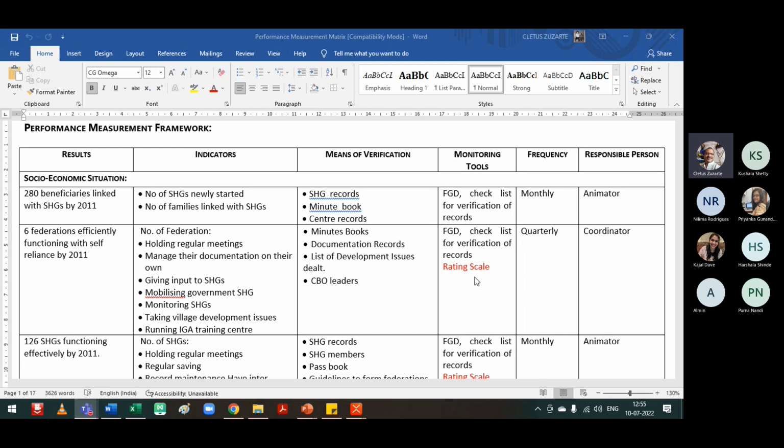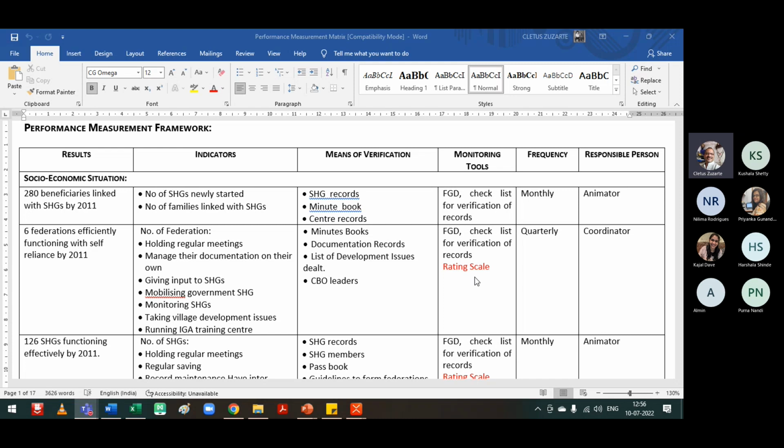PRA tools, you don't have to fish it out from somewhere else. PRA tools are something that you can develop with your own expertise. You don't have to look for ready-made tools. Please note that. Don't look for ready-made tools because ready-made tools are not available in the market in that sense. You have to devise your own tools. You devise your tools that are contextual to your project.